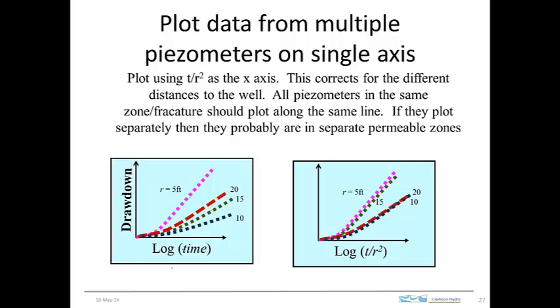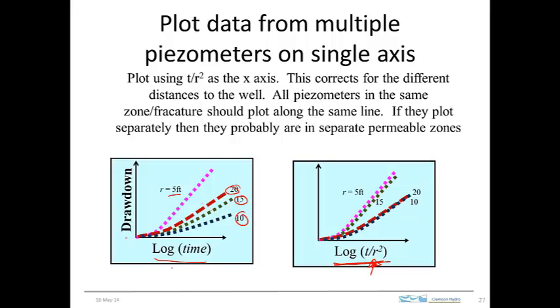So what you do to compensate for this effect of piezometers at different radial distances is that instead of plotting the drawdown as a function of log time, you incorporate the radial distance to the piezometer in the plot itself. Okay, so what I've got here, just shown schematically, is the drawdown from 4 different piezometers at different radial distances, and that's this number here.